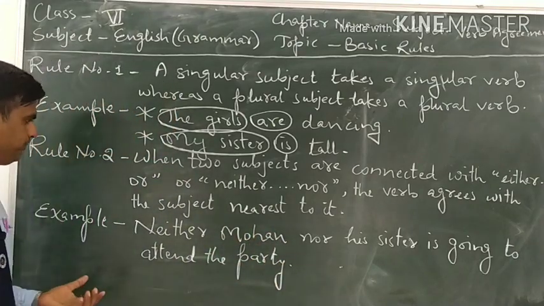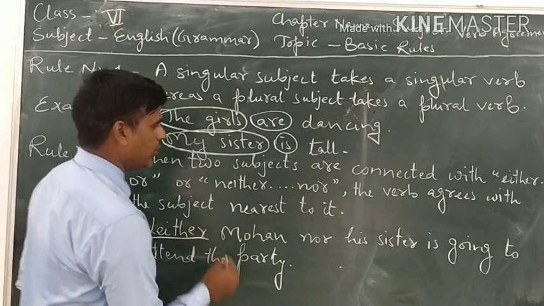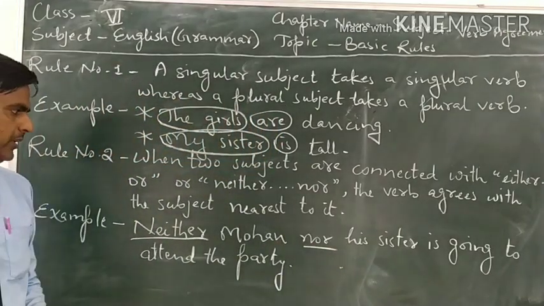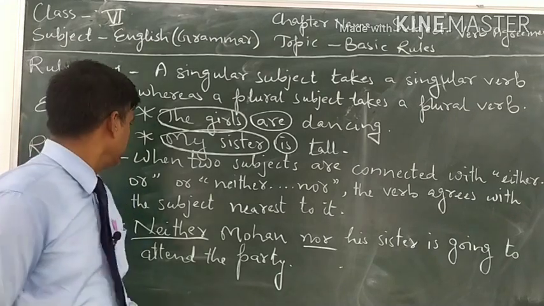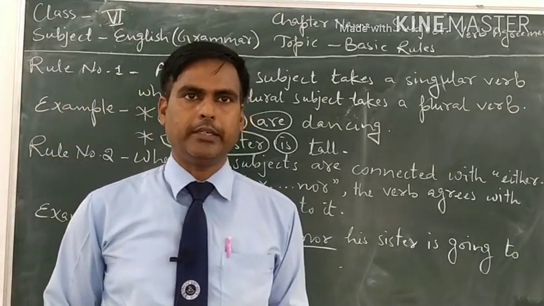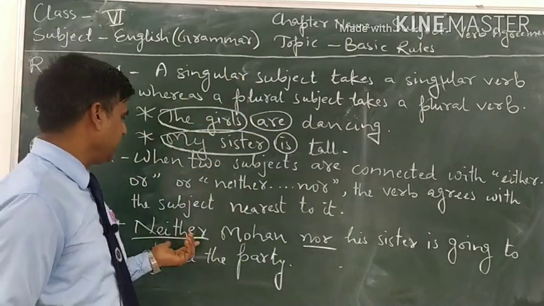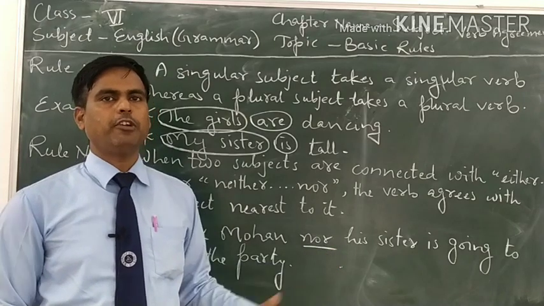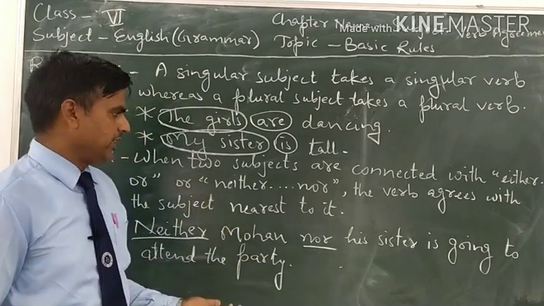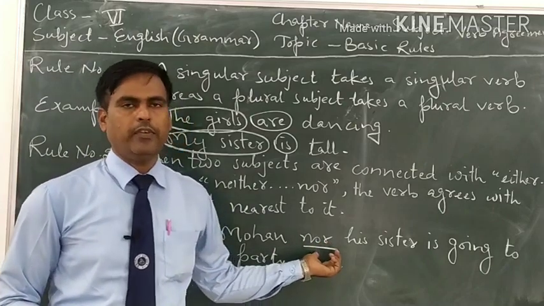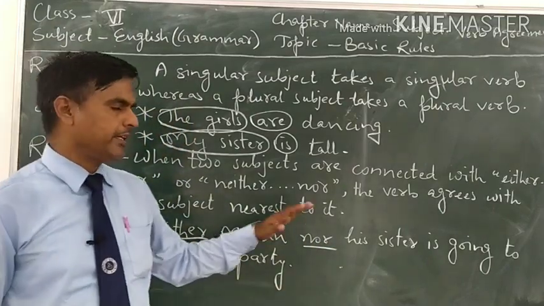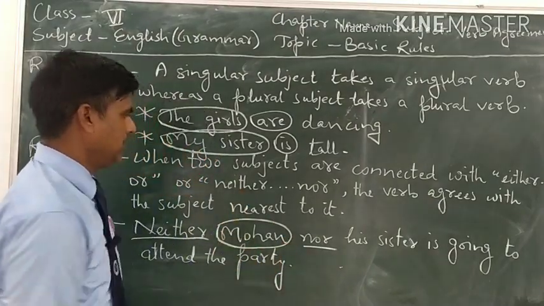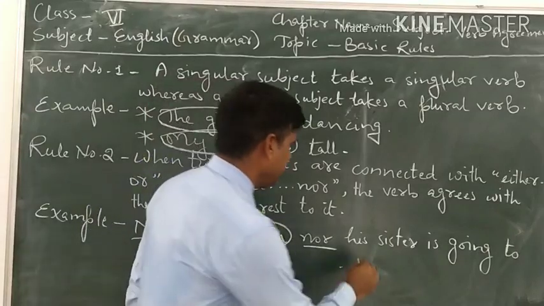For example, neither Mohan nor his sister is going to attend the party. We see that here the words neither nor are used. So we have to see the subject which is nearest to nor and we will use the verb according to that subject. We see here two subjects. One subject is Mohan and the other subject is his sister.